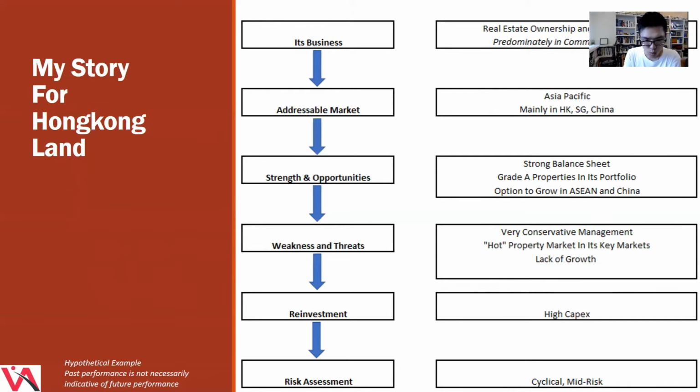If you do not know who the Jardine Group is, I would urge you to make just a quick Google search on the Jardine Matheson Group. It's a long-history company since the Opium War, and it's now one of the largest conglomerates in Asia. And Hongkong Land Holdings is one of their subsidiaries.